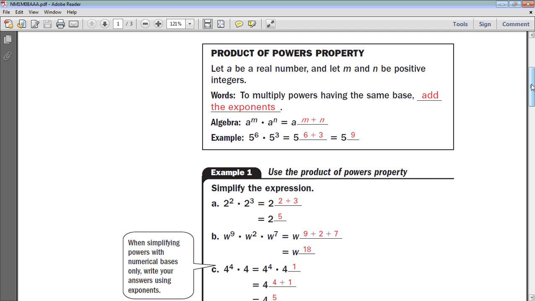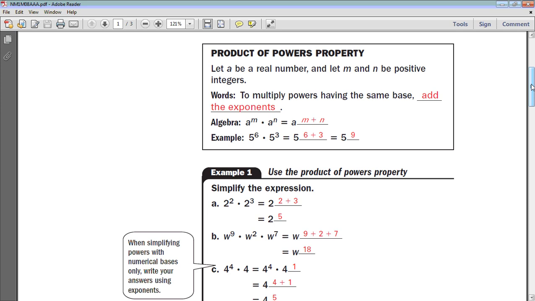Is negative 2 an integer? Yes, it's an integer. It's just a whole number, not a leftover. So, for instance, if you have two numbers with the same base, what do you do?